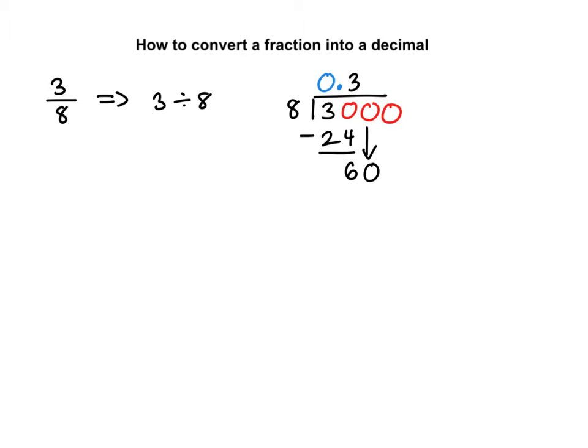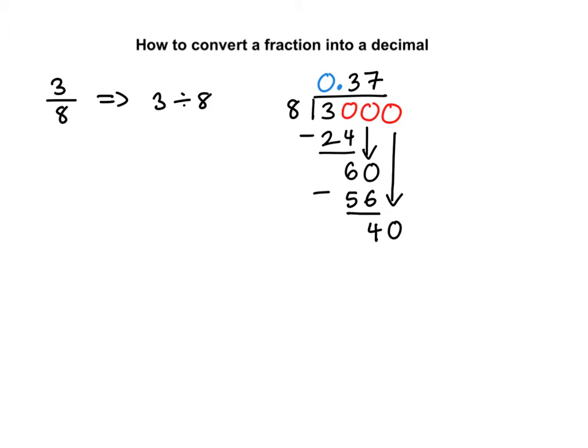Now we ask ourselves, how many 8s go into 60? Well, clearly in 60 there are 7 lots of 8, because 7 times 8 is 56. And now the remainder is 4.